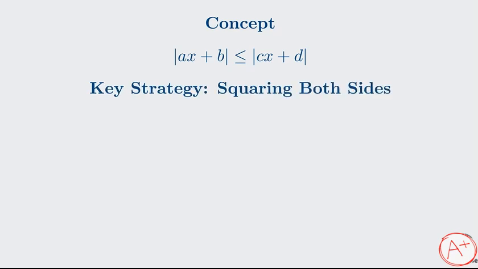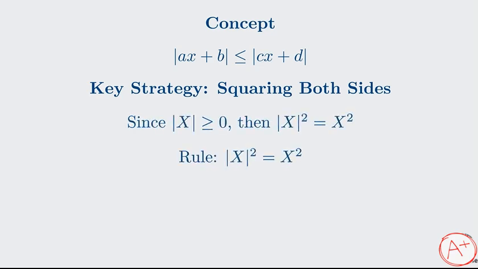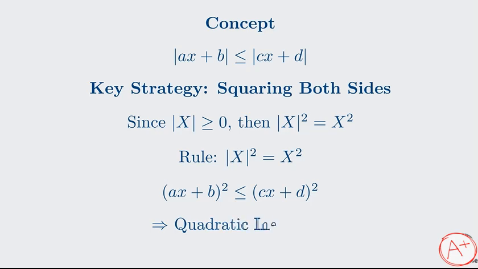Next, we look at inequalities with a modulus on both sides, such as the modulus of x plus b is less than or equal to the modulus of cx plus d. The most efficient method here is to square both sides. We can do this because the square of a modulus is simply the square of the expression inside. This rule, where the square of the modulus of x equals x squared, allows us to remove the absolute value signs. By squaring, we eliminate the modulus signs entirely and transform the problem into a standard quadratic inequality, which we already know how to solve using factors or the quadratic formula.